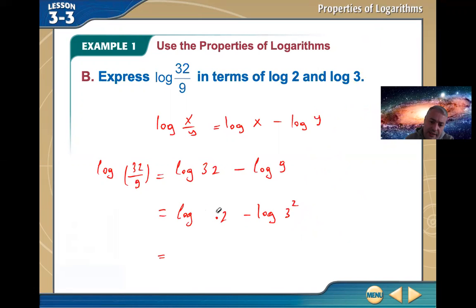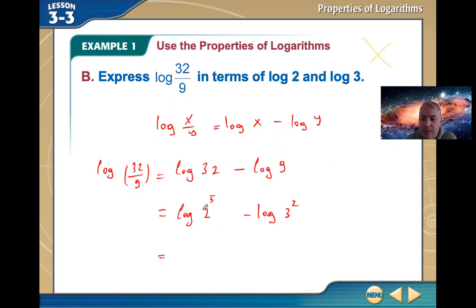Let me say not 16 times 2. That's correct, there is no problem. But 32 means 2 to the power of 5 also. Am I right? 2 to the power of 5 is 32. 2, 4, 8, 16, 32.